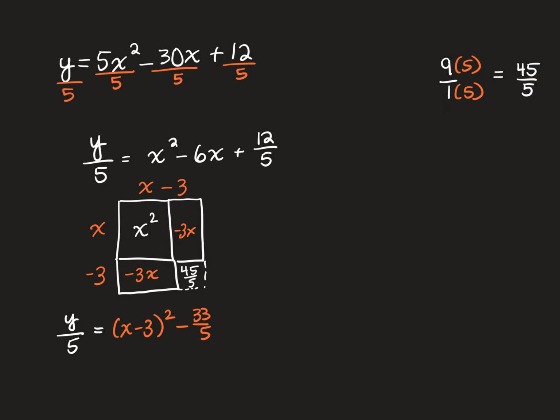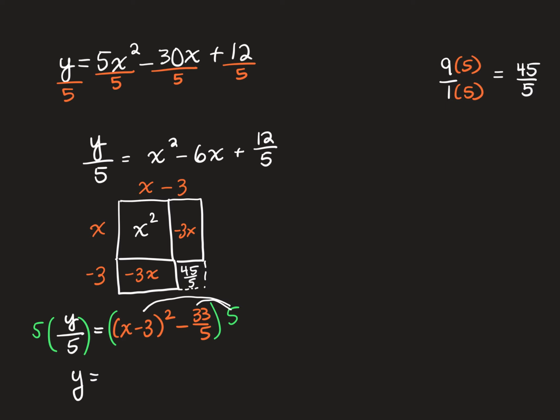Now when I do that, I'm going to multiply this side and this side by 5. Well, the left side's easy enough. I know y over 5 times 5 is just going to be y. The right side you really need to think about. When we multiply by 5, we're going to multiply this quantity by 5 and this quantity by 5.